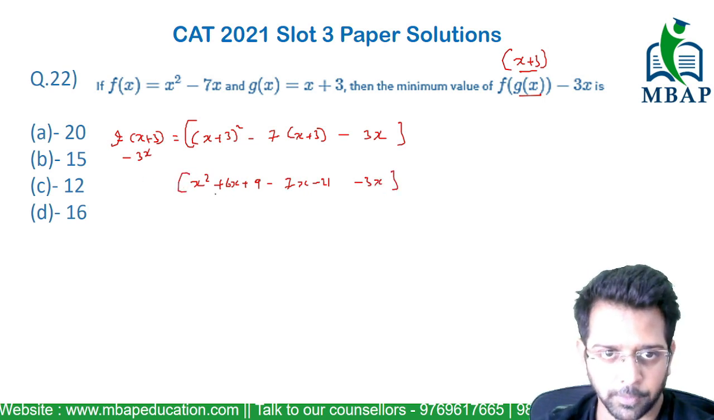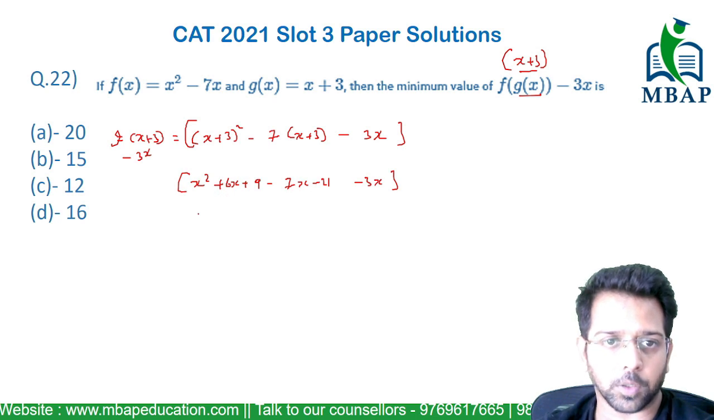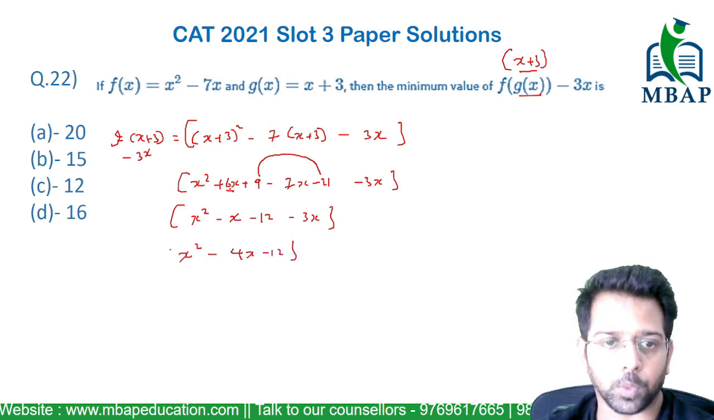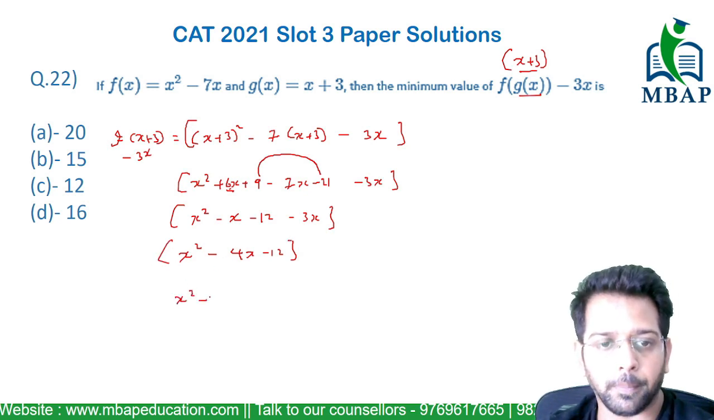Okay, let's further simplify this. So this will become x squared, 6x minus 7x will become minus x. Then you've got 9 minus 21 will be minus 12, minus 3x. This is the part that you have to solve, which is equivalent to x squared minus 4x minus 12. Now let's try to complete the square. It's going to become x squared minus 4x plus 4 on one side. Take minus 4 on the other side. This is minus 4 minus 16, minus 12.